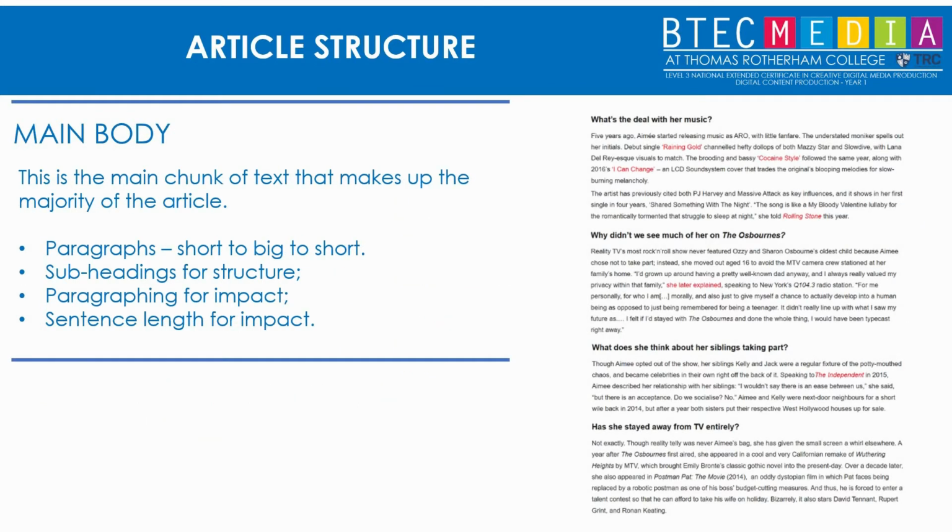Okay, the main body is what we refer to as the main chunk of text, okay? It's the rest of the article, okay? You'd probably say it's probably about 75% of the article is made up of the main body, okay? Now, in terms of the main body, there's no specific rules of how you might structure your main body. It realistically is either up to you or up to the publication that you're writing for, because different publications will have different ways of structuring an article.